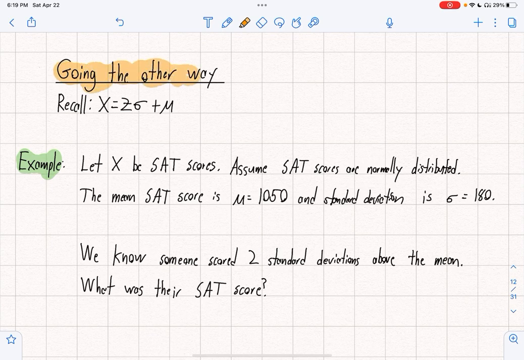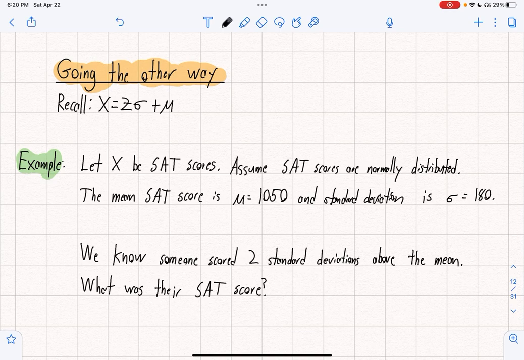So if you recall, we had our two different transformations and we've been working with z is equal to x minus mu over sigma. And now we're going to use this other formula, which is just x is equal to z sigma plus mu. So to make sense of this, let's start with an example. Let's say x represents SAT scores, and we assume that SAT scores are normally distributed. The mean SAT score is 1050, and the standard deviation is 180. So let's say we know someone scored 2 standard deviations above the mean. So what was their SAT score?